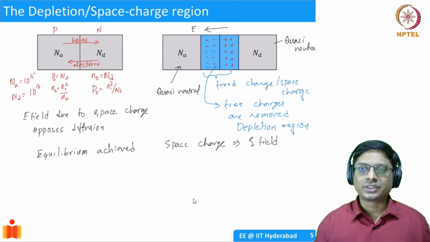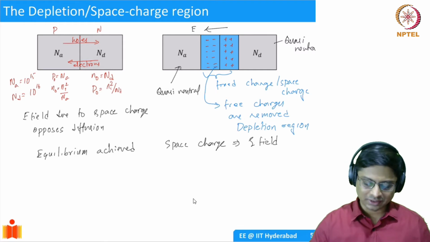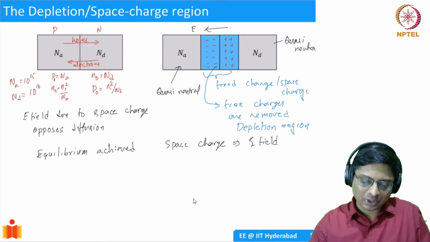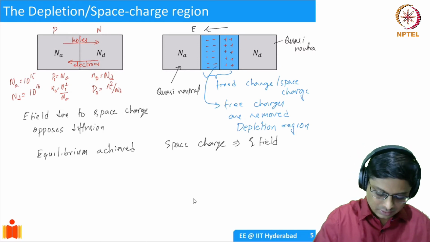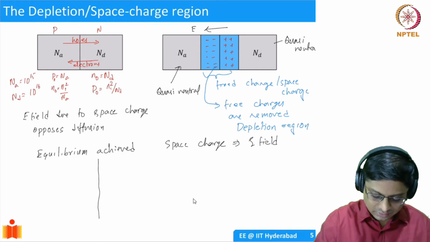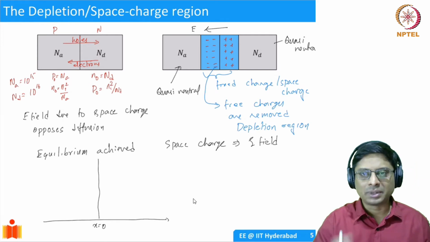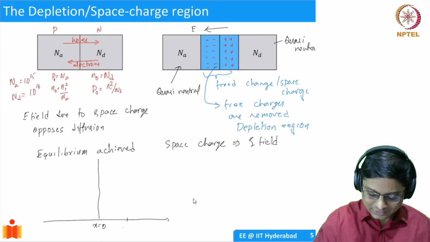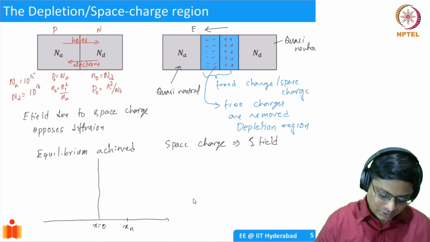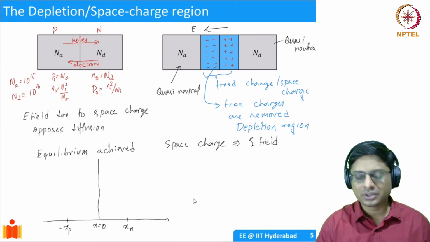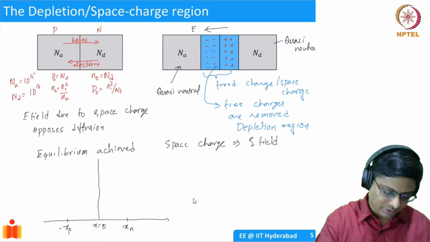All right. So basically, this has a lot of implications. The size of the depletion region is going to have a lot of implications on our device function. So I'll try to plot to get an idea of what is happening. Let's first plot the charge densities. I'll call x equal to 0 my metallurgical junction. I'll use xn as the edge of the depletion region on the n side, and I will use minus xp as the edge of the depletion region on the p side.